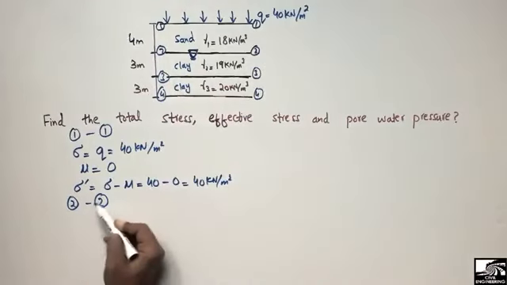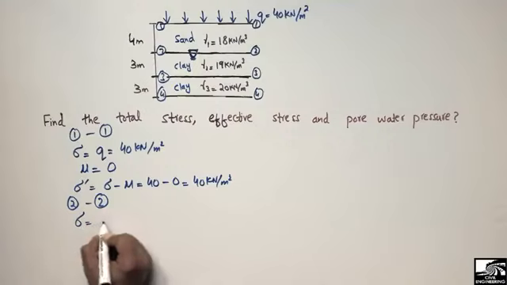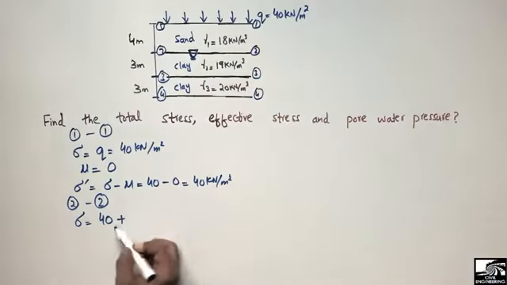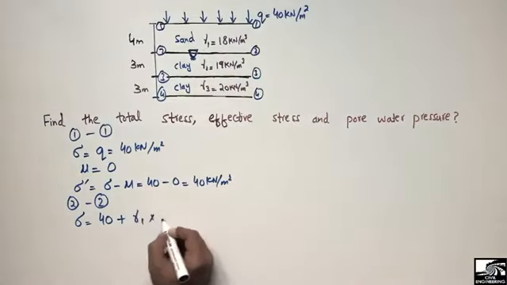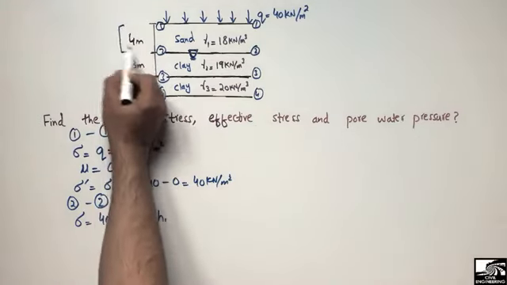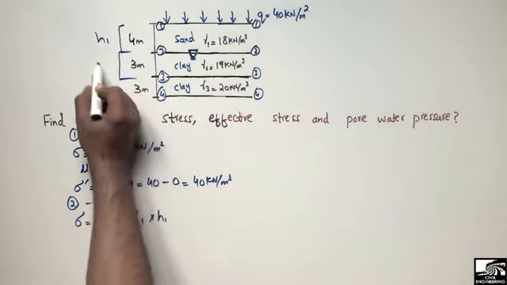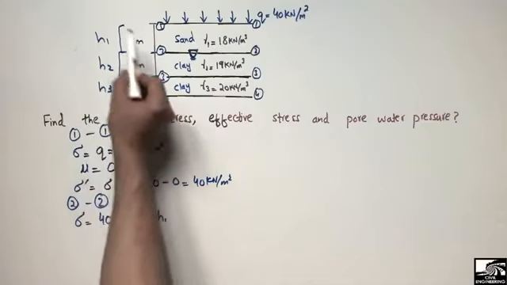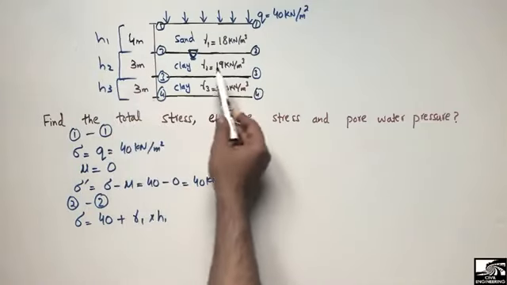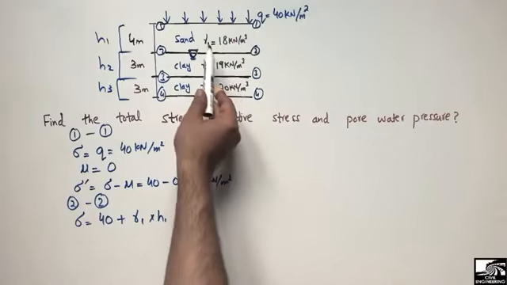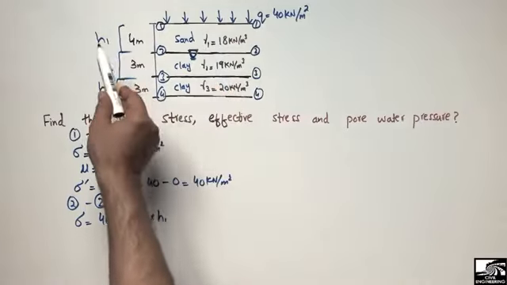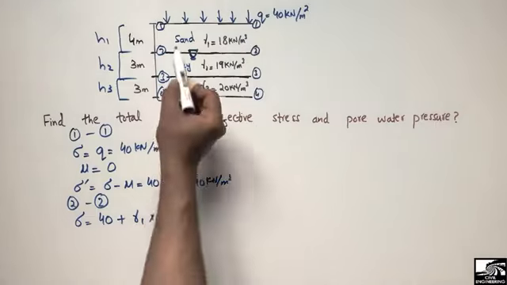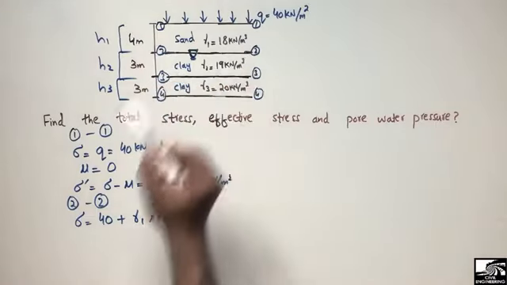So at 2-2 the total stress will be equal to 40 plus, because 40 is acting as external pressure, gamma 1 multiplied with H1, where this I call H1, this I call H2, this I call H3. So we have three different thicknesses and we have three different unit weights. That's why we have to multiply each unit weight with its own height, or the thickness of the layer. So 40 plus gamma 1 multiplied with H1 gives us the total stress at this 2-2 point.